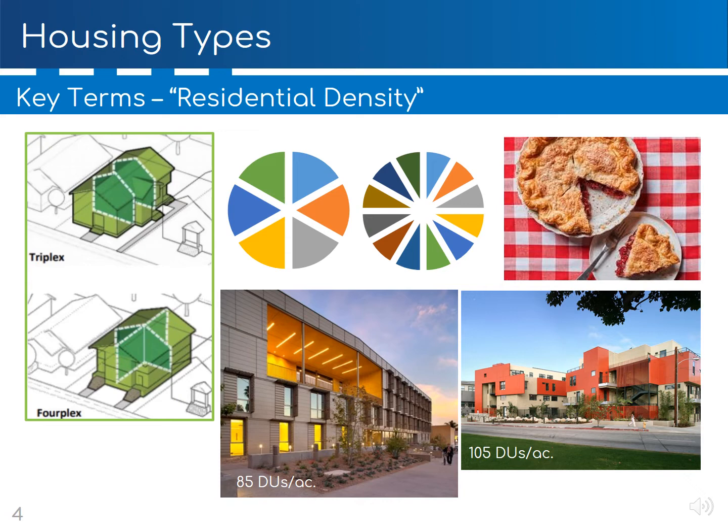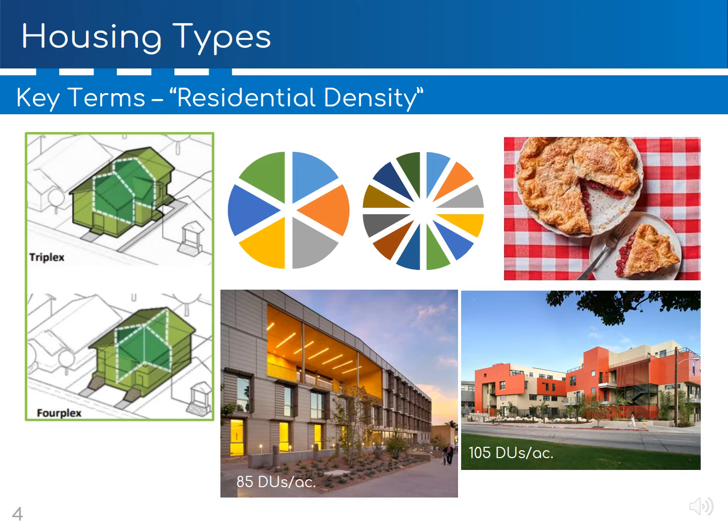Like the pie, and as shown on the left of the screen here, the same building form could have 1 unit or 4 units. Similarly, the photos on the bottom right of the slide show 2 4-story buildings over subterranean parking, both utilizing the same residential type, except one has a residential dwelling density of 85 units per acre, while the other is designed with 105 dwelling units per acre.